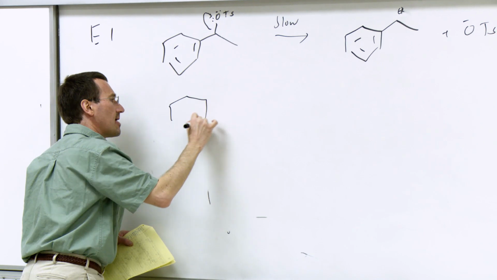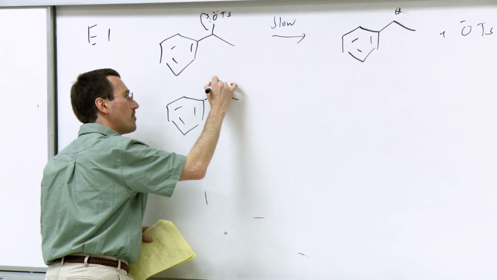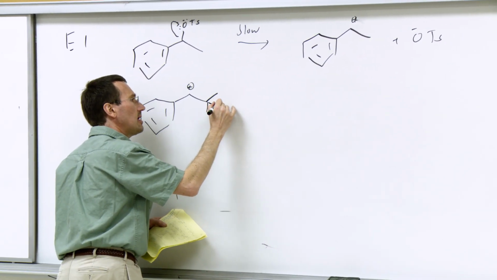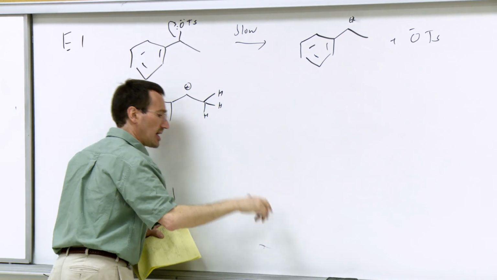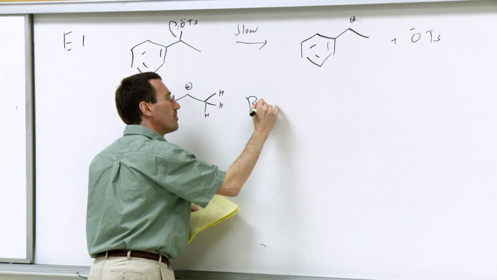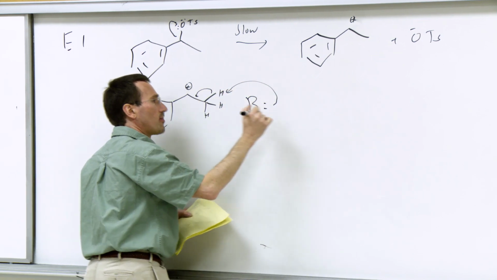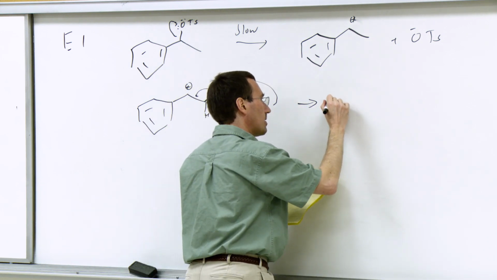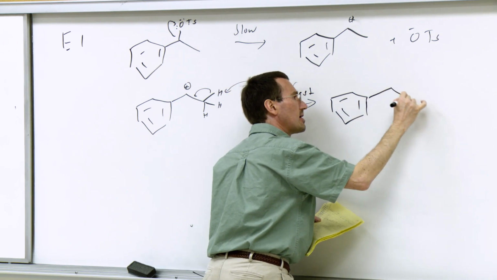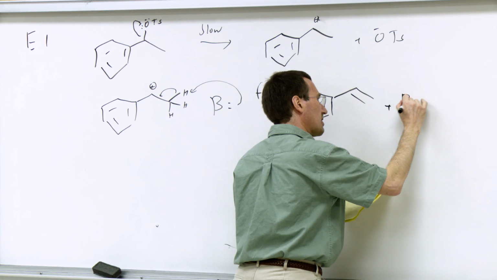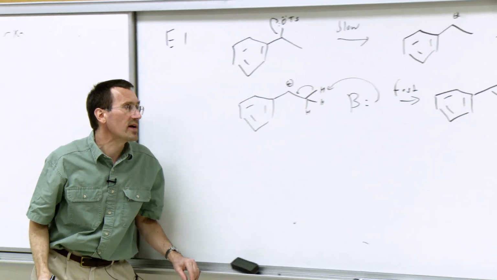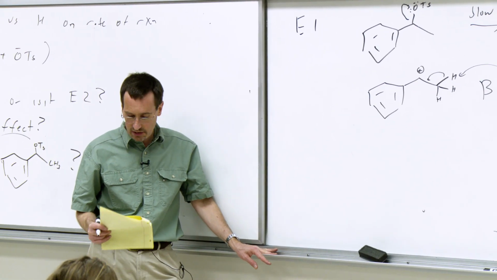And then in a fast step, your base, whatever your base happens to be, maybe a bulky amine, or maybe hydroxide. Let's say hydroxide would be a good example. Your base, we'll just draw it as B, comes, pulls off a proton, and you get, in the fast step, the corresponding styrene. And if I want to be a good person, I'll say BH plus. I suppose if it were hydroxide, the base would be OH minus, and the BH plus would be H2O.